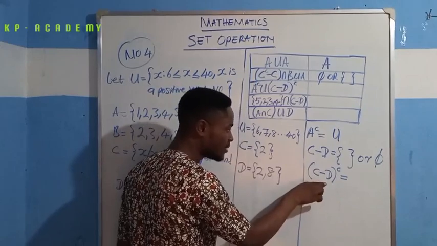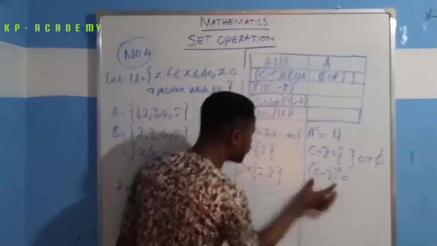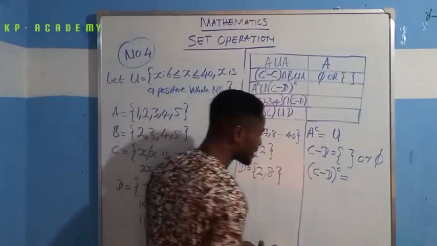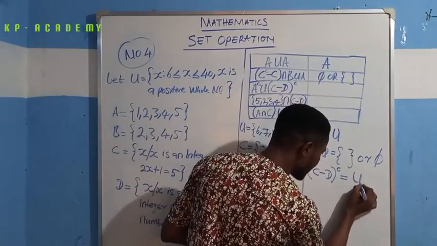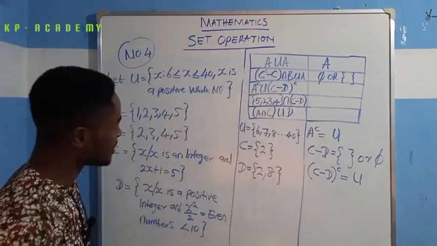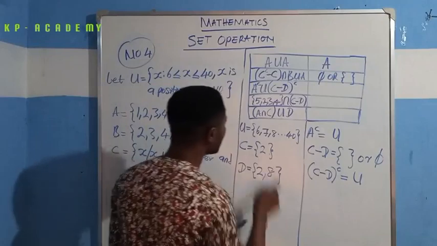Obviously, there's nothing in here. So the answer to this now is going to be everything in here. So the answer to this is going to be the universal set. Very, very important to understand. The next thing to be done now is to take the union of this.